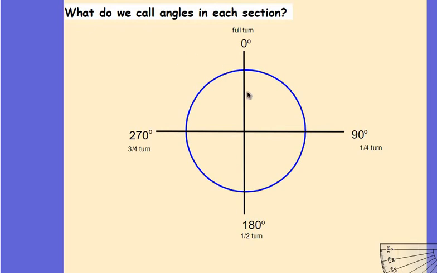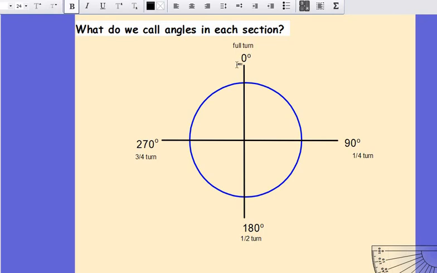Right, let's talk about turns. If I'm facing upwards and I turn a quarter of a turn to here, I'm turning somewhere between 0 and 90 degrees to get to here. What do we call angles between 0 and 90 degrees? Can anyone tell me? Lily, what do we call them? Begins with an A.